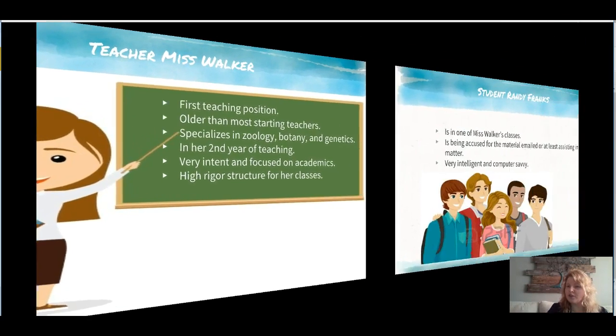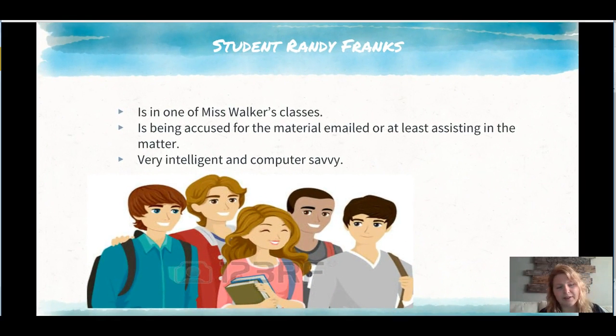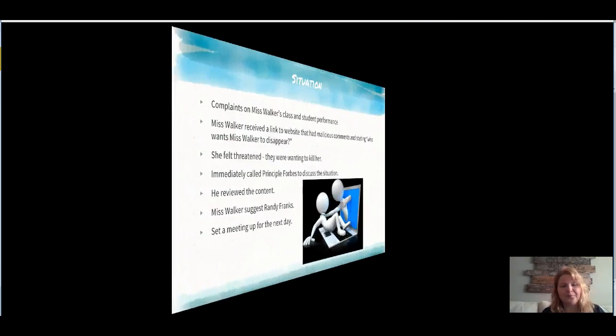Now, one of the students in her class is named Randy Franks. I don't think he's too fond of Miss Walker. Miss Walker reports that he talks behind her back about her. She noted that he is very intelligent, kind of computer savvy, so she is accusing him of emailing the material, or at least assisting in emailing the website to her. So that is part of our situation.